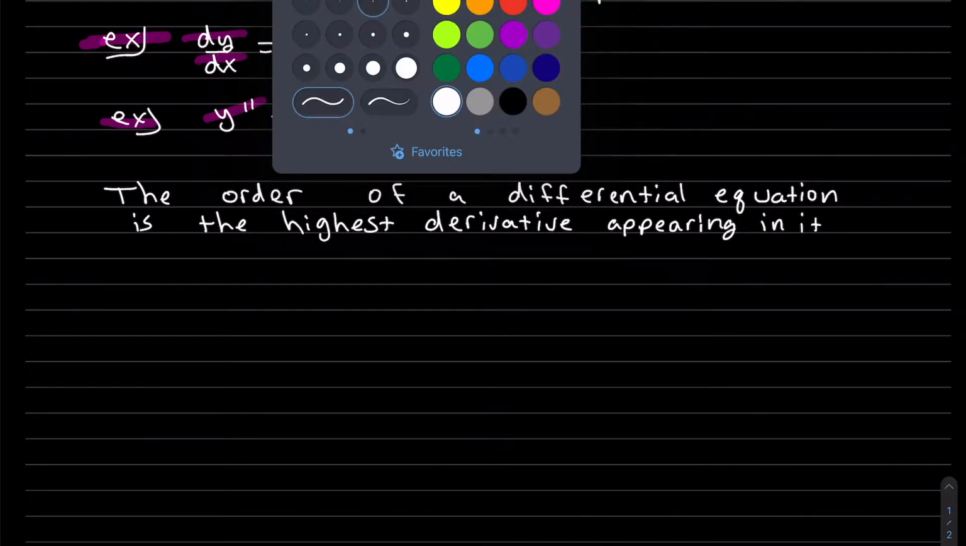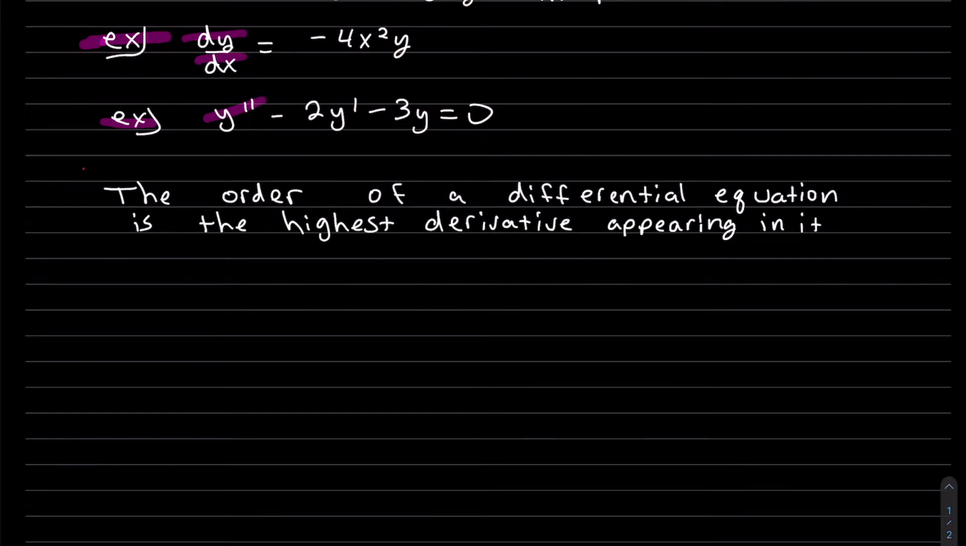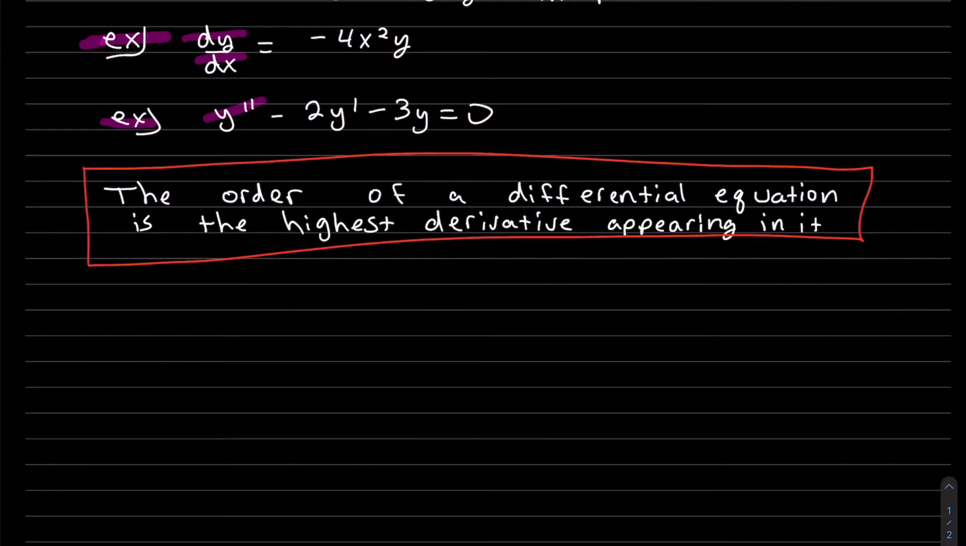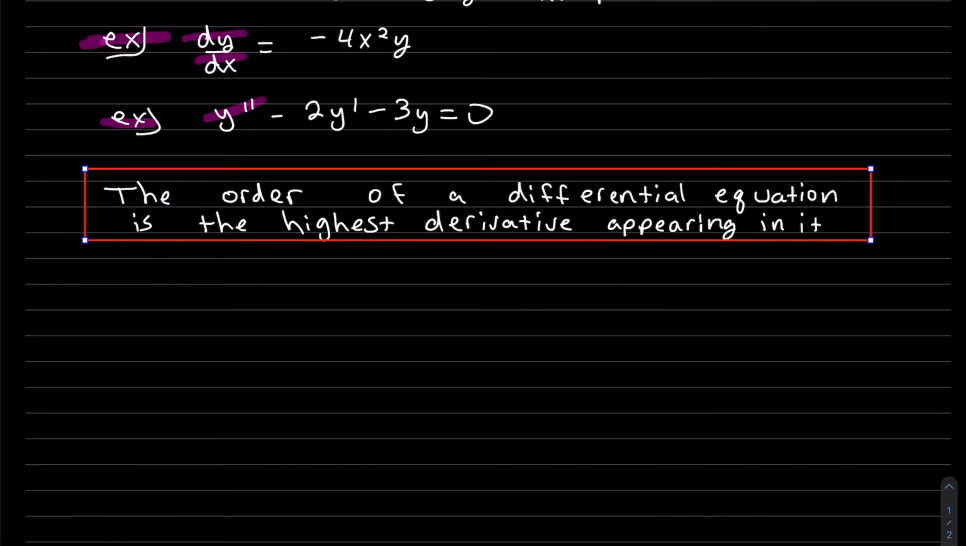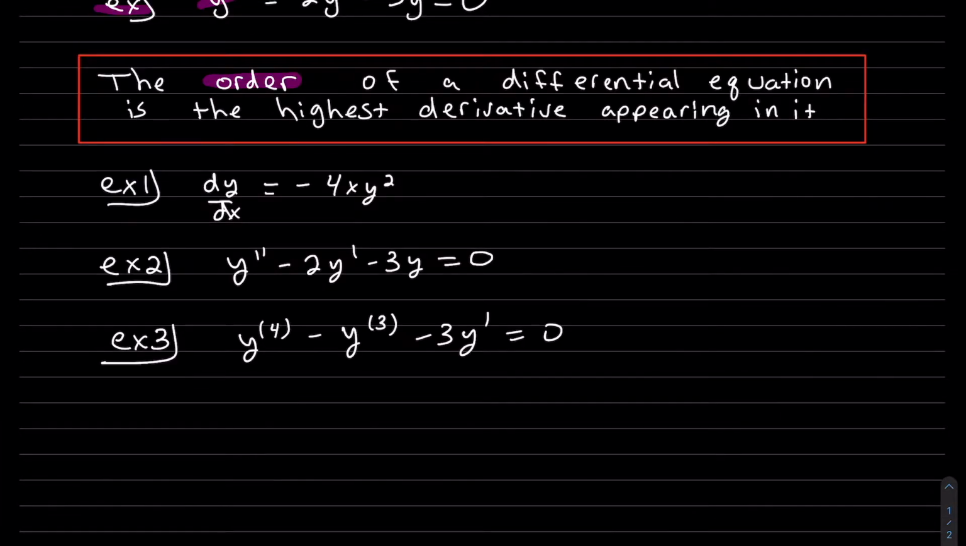So the order of a differential equation is the highest derivative appearing in the equation. Okay, so for our first example, we have dy/dx equals minus 4x squared. So clearly we only have the first derivative. So the highest derivative in this equation is a first derivative. So we call this the first order.